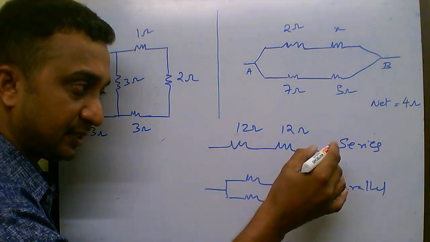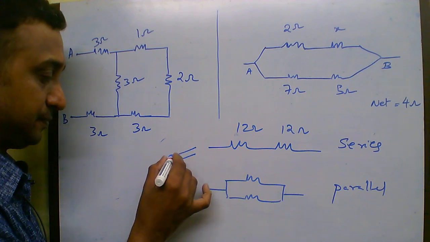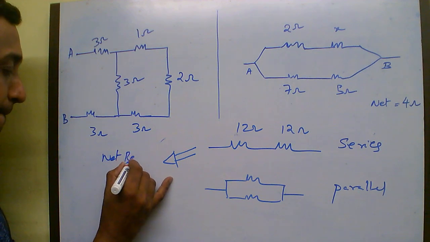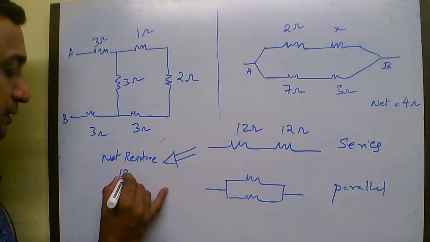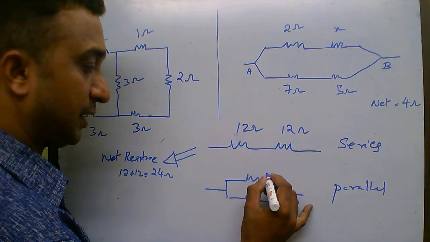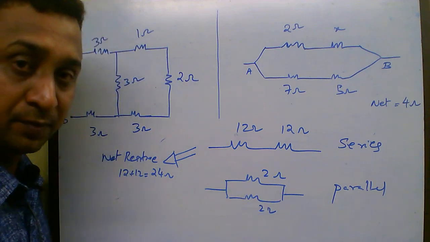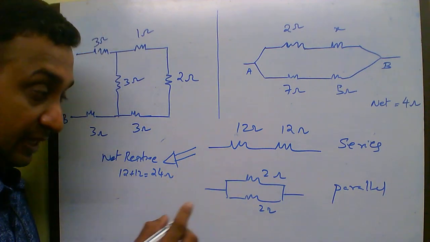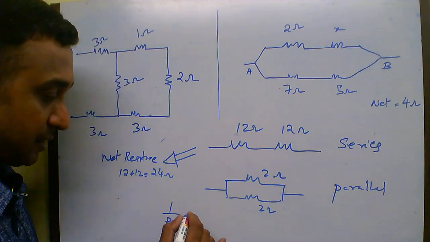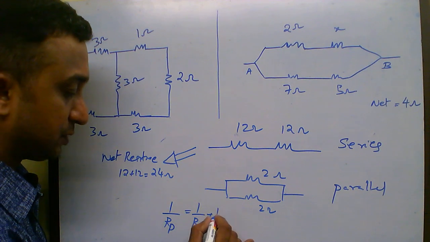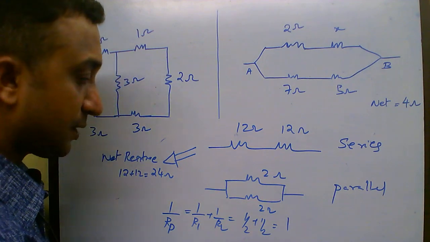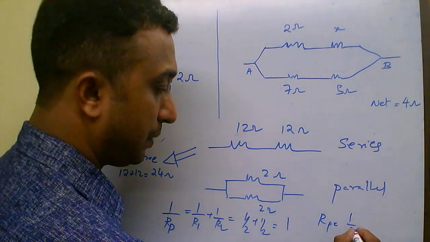When you connect resistors in series, the net resistance simply adds up. So in this case the net resistance is 12 plus 12, that is 24 ohms. But in this case, let it be 2 ohms and let this also be 2 ohms. When you connect them in parallel, the net resistance is given by 1 by R parallel equals 1 by R1 plus 1 by R2, that is 1 by 2 plus 1 by 2, that is 1, and the resistance in parallel will be equal to 1 by 1, which is 1.